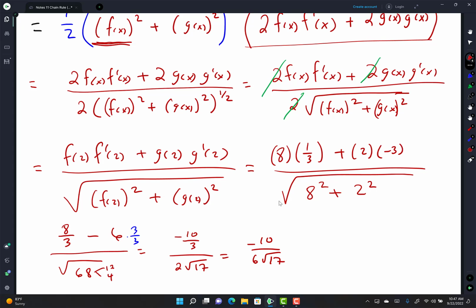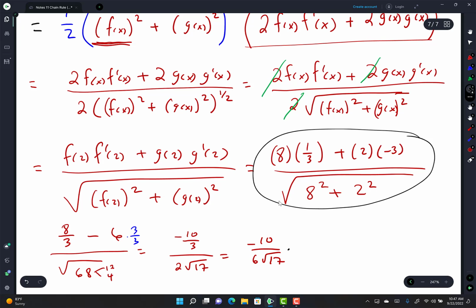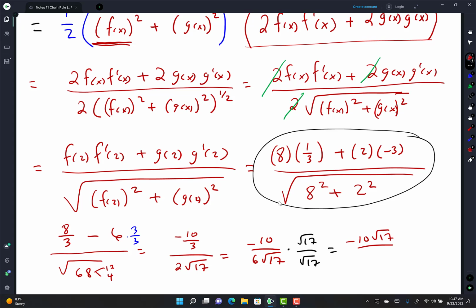And we're just rationalizing it. You don't have to do all this work. There is overkill. You could have left it alone right here, really. On the AP exam, you can leave it right there. Multiply by square root of 17 over square root of 17. And we're going to get negative 10 square root of 17 over, what's 6 times 17? 102. Which reduces to, don't worry, well, we're done. Negative 5 square root of 17 over 51.